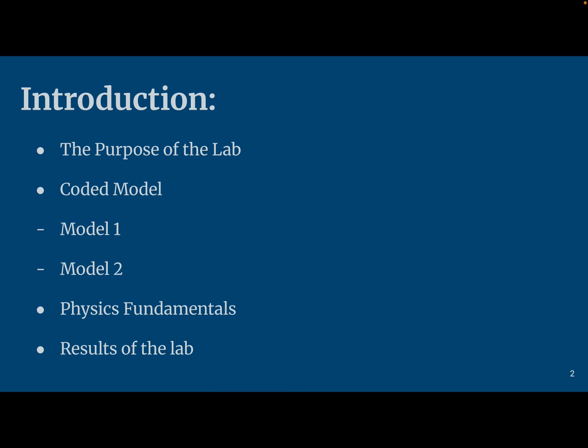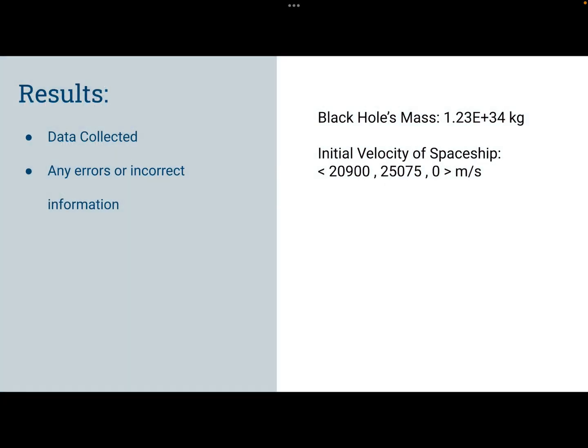Some physics fundamentals to understand are the gravitational force equation and Newton's second law of motion, and some other key equations that are shown later on. And here are the results of our lab. The data we collected was that the black hole's mass was as shown, and the initial velocity of the spaceship was as shown. We might have slight errors in the mass of the black hole because we did take the average of all the masses that were given to us in our data collection.